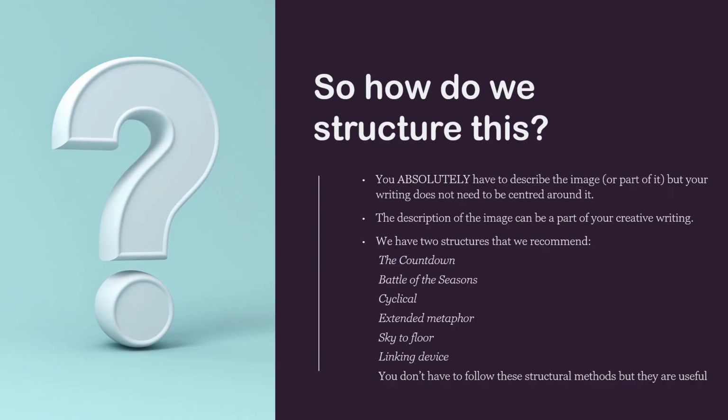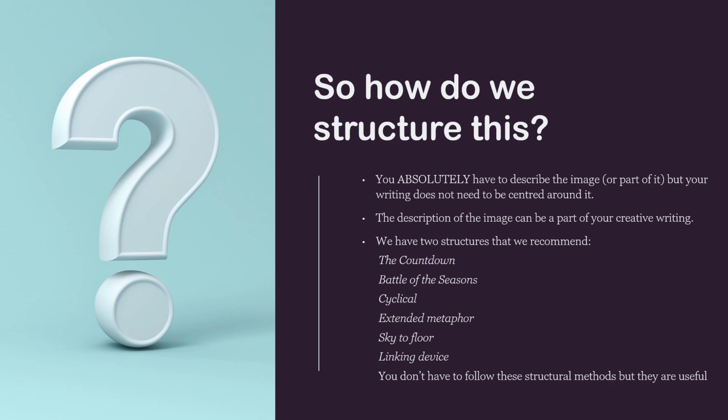So, how do you structure it? So it's not just about writing in paragraphs. You absolutely have to describe the image or part of it, but your writing does not need to be centred around it. If it's a picture of a lighthouse, you do not just need to describe a lighthouse. You could almost have something in mind that you want to describe, and then you apply that to the lighthouse image that's in front of you. So the description of the image can be part of your creative writing. It doesn't need to be centred on it.